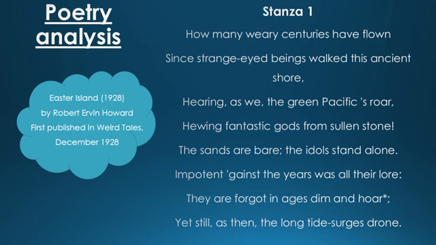Okay, so let's read a poem. It is Easter Island. It was written in 1928 by Robert Irvin Howard. It was first published in Weird Tales in December 1928. So let's read stanza 1.